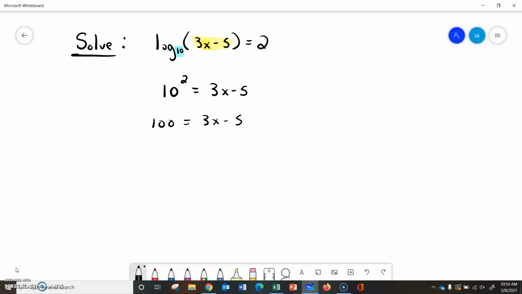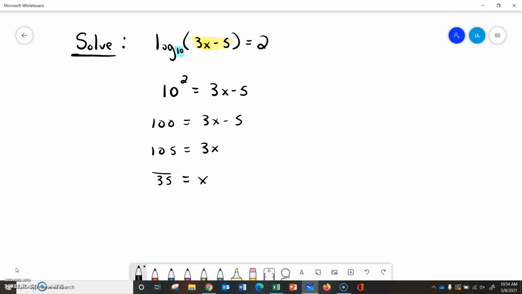Bring the 5 over, so we'll add 5, so that'll be 105 equals 3x. Then we're going to divide by the 3. So dividing by the 3, 105 divided by 3 is 35.